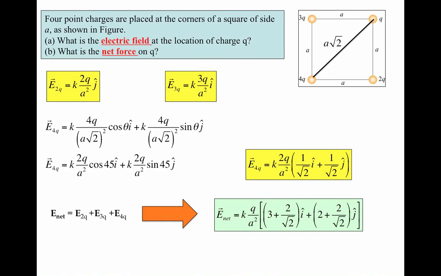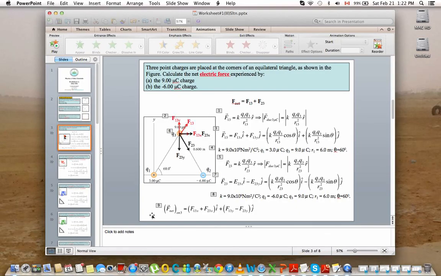Okay, now part B, I want the net force on Q. By definition, F net is simply Q times the net electric field, and you have the net electric field, so you simply multiply it, and you get the answer. Okay, that's all.